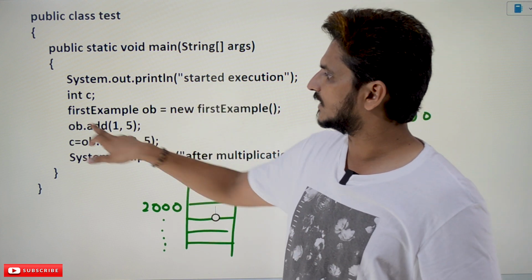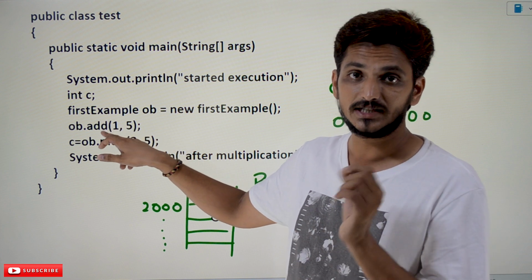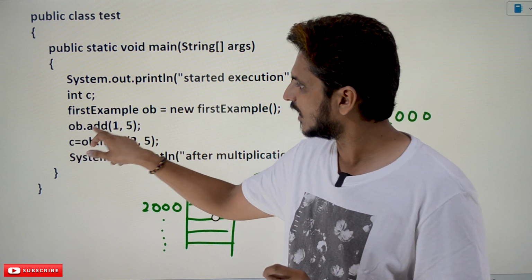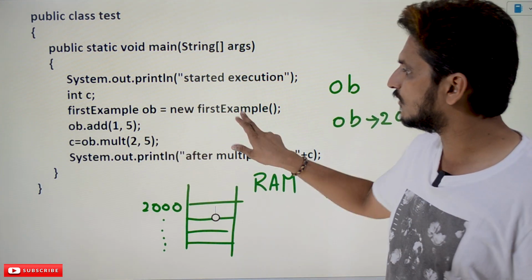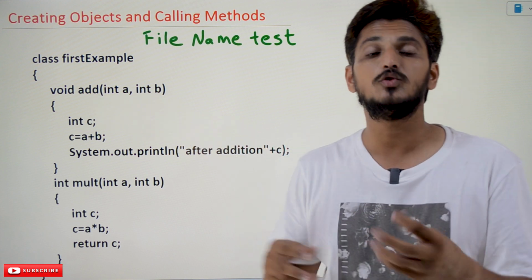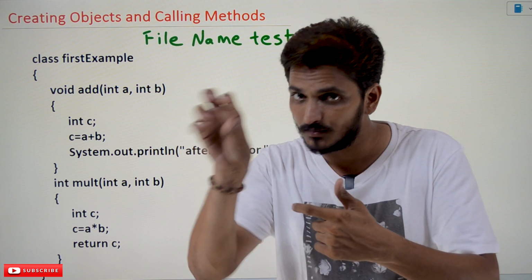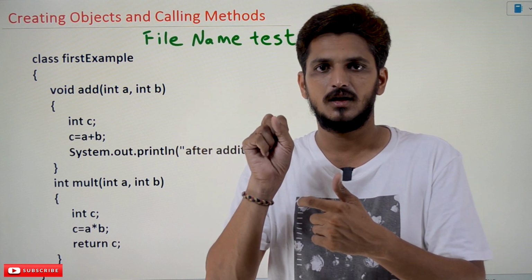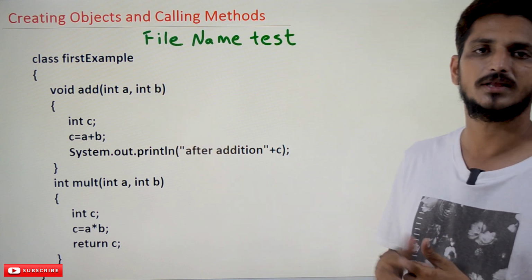OB means object. From this object, call the add method. We use the syntax called dot: OB.add(1, 5). We are sending two values, 1 and 5. Why are we sending two values here? The add method is going to take two inputs. So whenever you are calling that method, send those inputs. Those inputs will come to that method.